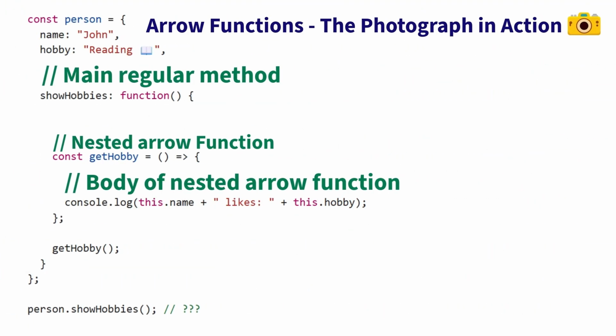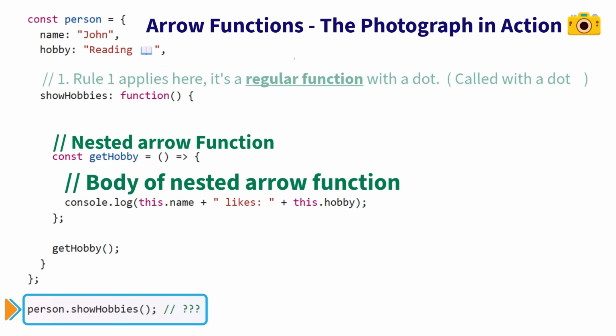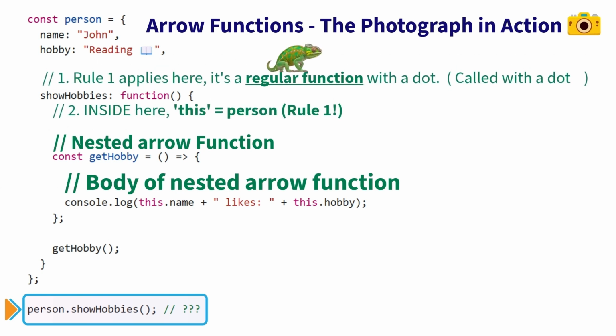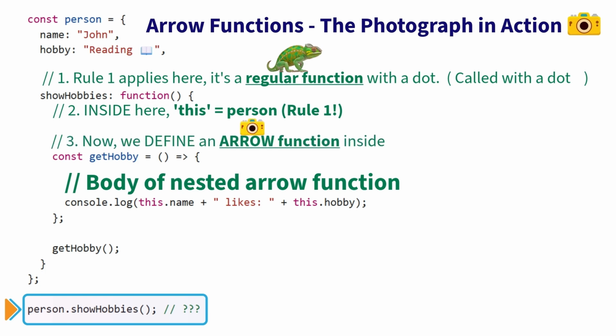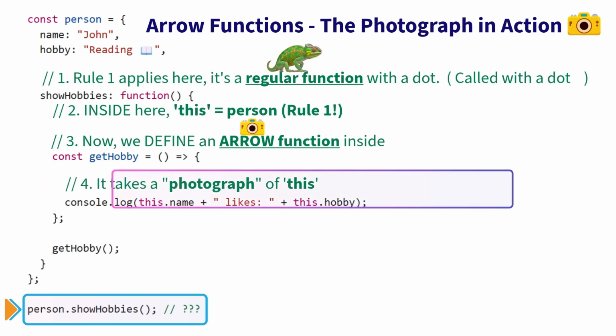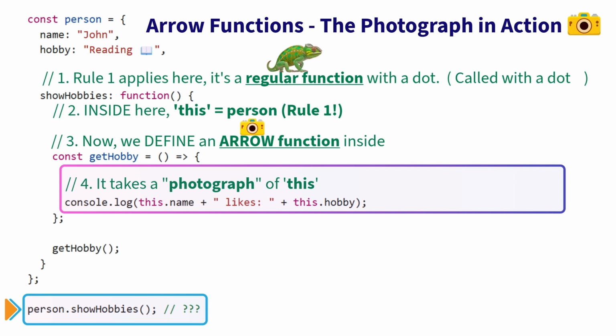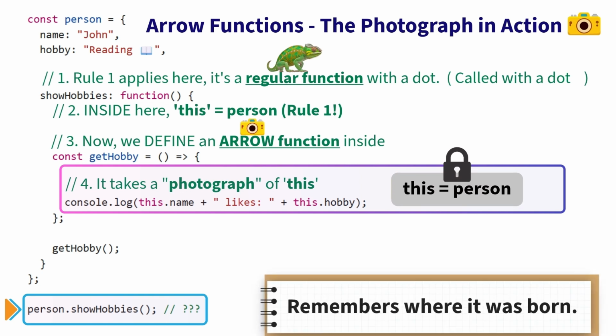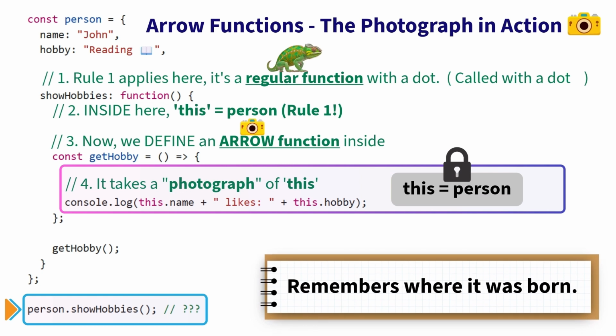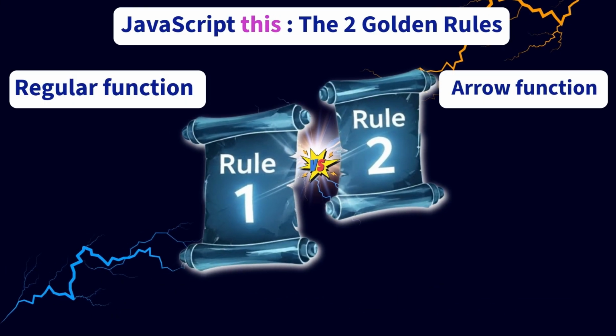Follow me. We call person.showHobbies. Rule 1 applies here. It's a regular function with a dot. So, inside showHobbies, this is the person object. Great. Now, inside showHobbies, we define our arrow function. It takes a photograph. What is the value of the current this when the arrow function is being created? It is person. So, it logs this as person forever. It doesn't care how it is called. It remembers where it was born. That is a superpower.